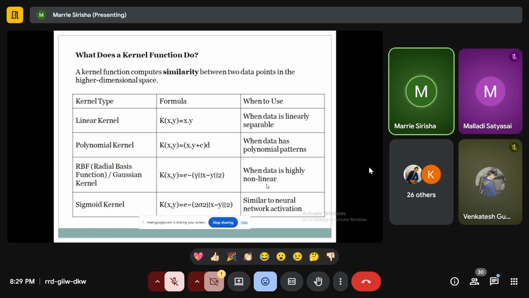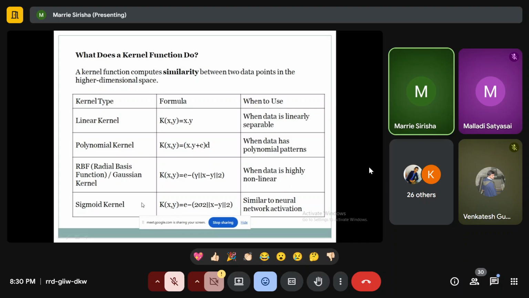As I said, two concentric circles we cannot separate with a straight line. For that kind of problems we need RBF, that is also known as radial basis function or Gaussian. For that you need this formula.